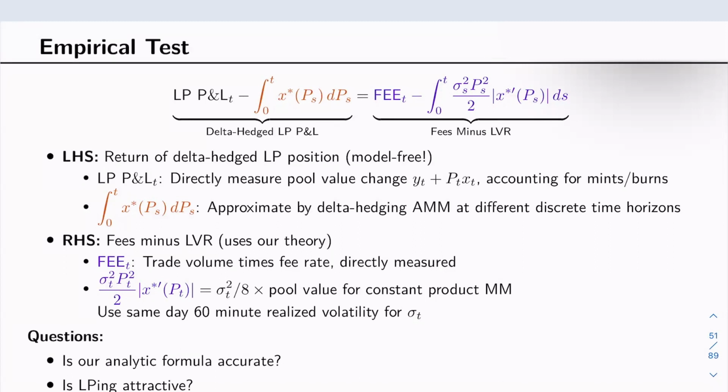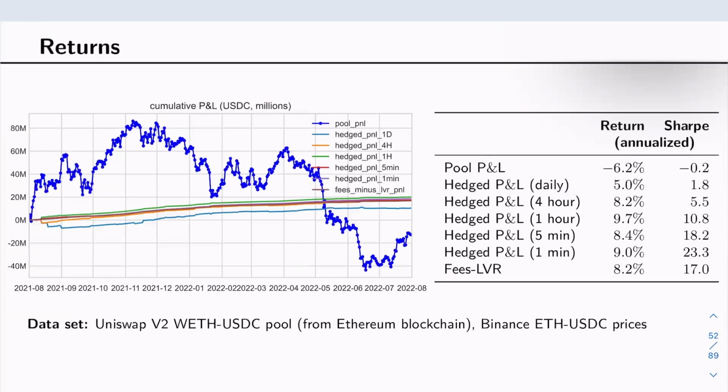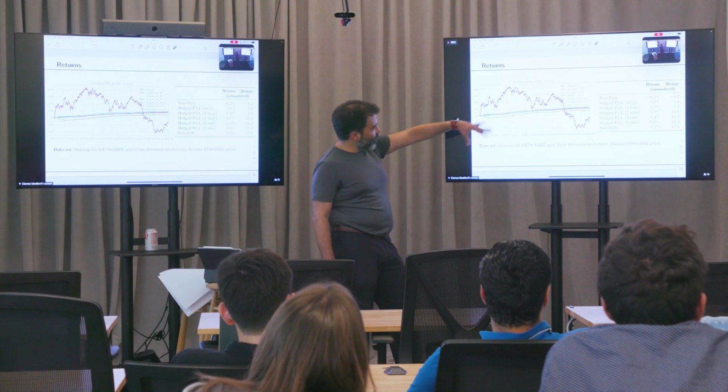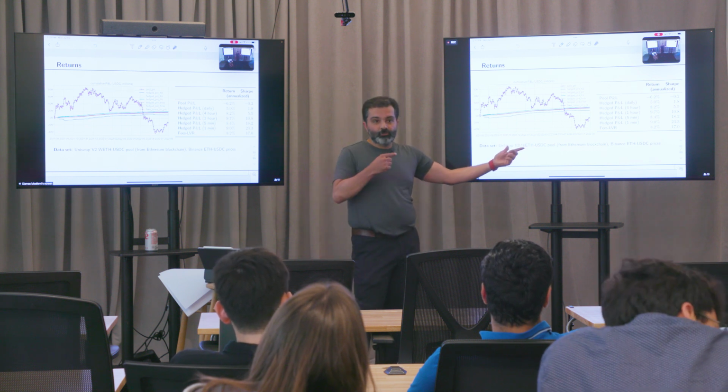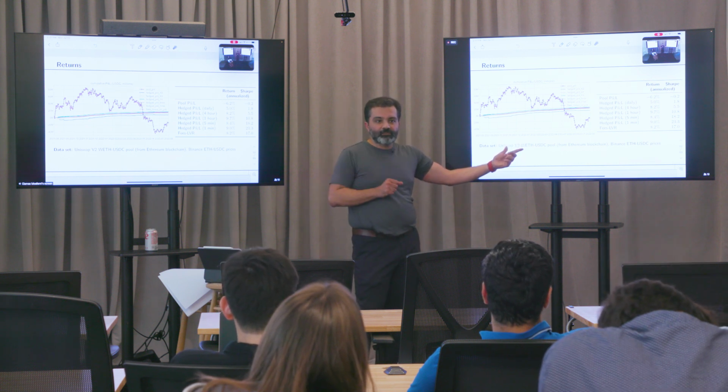So when you actually do this, we want to understand if the formula is accurate. We also want to understand if LPing is actually attractive. So here's an analysis on 1 year of data from August 2021 to August 2022. We're looking at the Uniswap v2 wrapped ETH USDC pool. And also we need centralized exchange prices, so we're going to get those from Binance. There's a lot going on here, but let me walk you through it. This is the pool I showed you a screenshot of earlier. This pool has, let's say, a couple $100 million of assets at any given time.